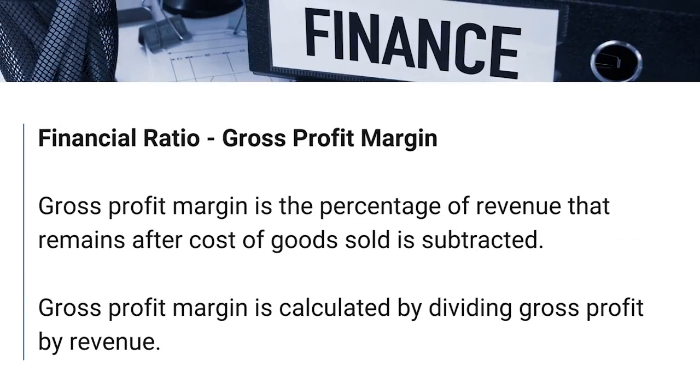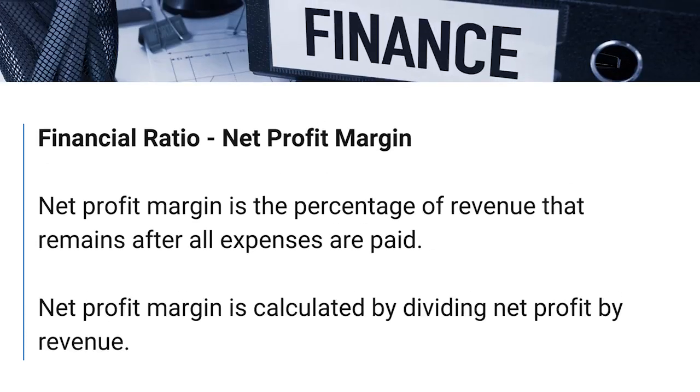Financial ratio, gross profit margin. Gross profit margin is the percentage of revenue that remains after cost of goods sold is subtracted. Gross profit margin is calculated by dividing gross profit by revenue. Financial ratio, net profit margin. Net profit margin is the percentage of revenue that remains after all expenses are paid. Net profit margin is calculated by dividing net profit by revenue.